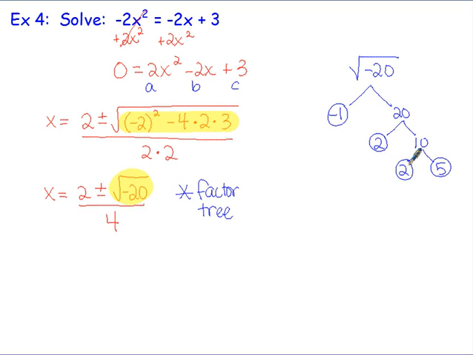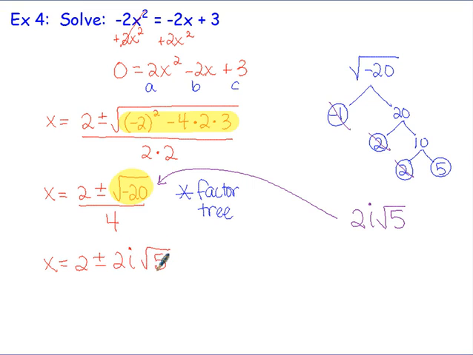We are looking for pairs. Well, there's a pair of 2's. So outside the radical is a 2. There's no more pairs. The 5 stays inside. The -1 changes to an I. So now this is going to come back over here. So my equation now looks like 2 plus or minus 2I square root of 5, all divided by 4. Now, this one's a little different again.